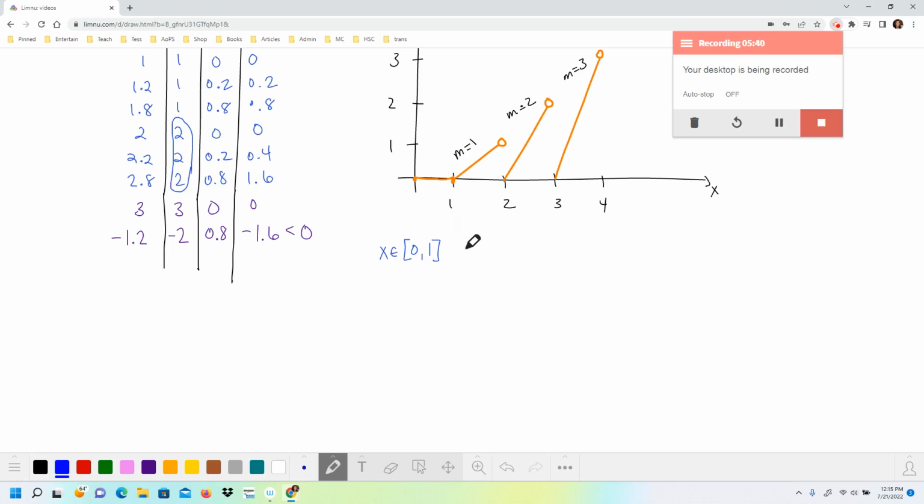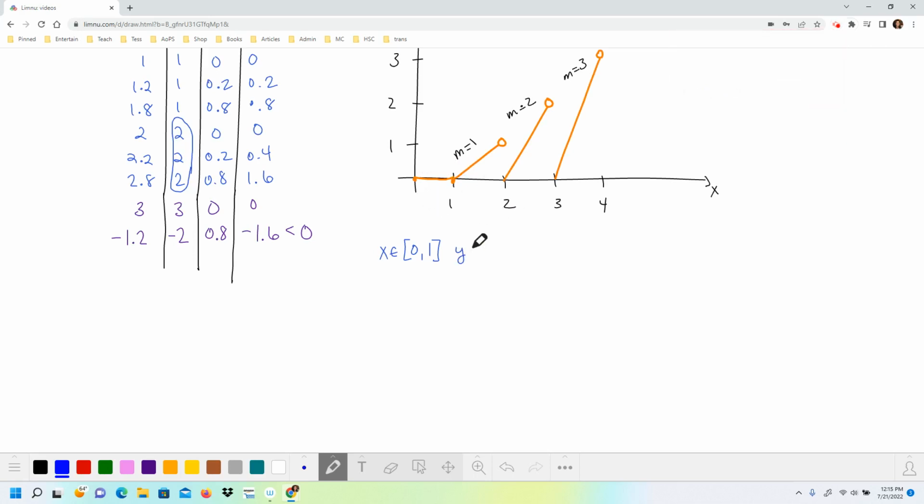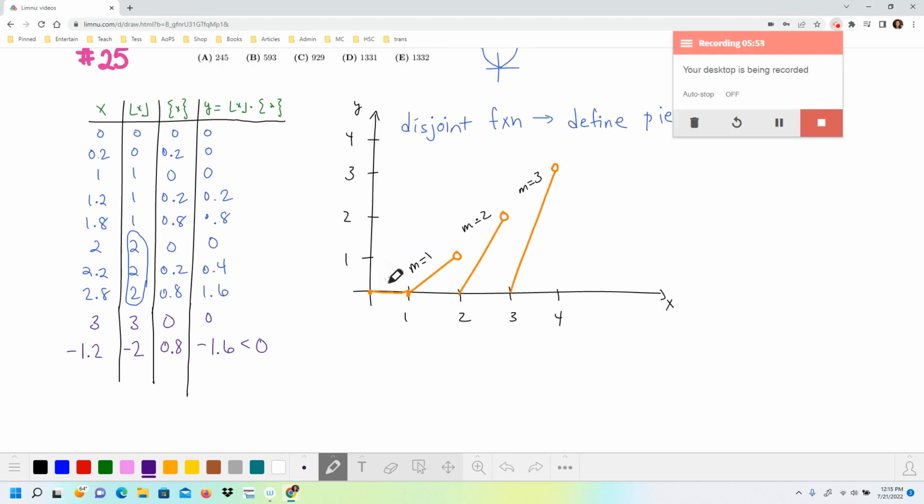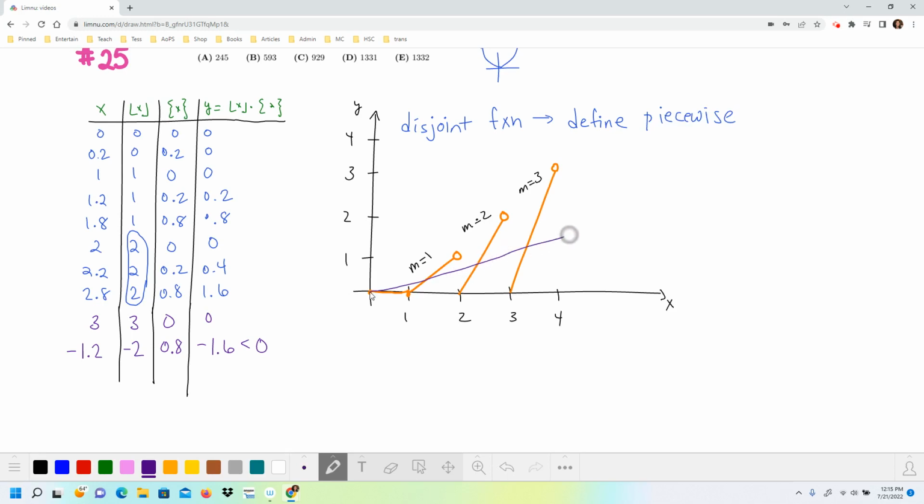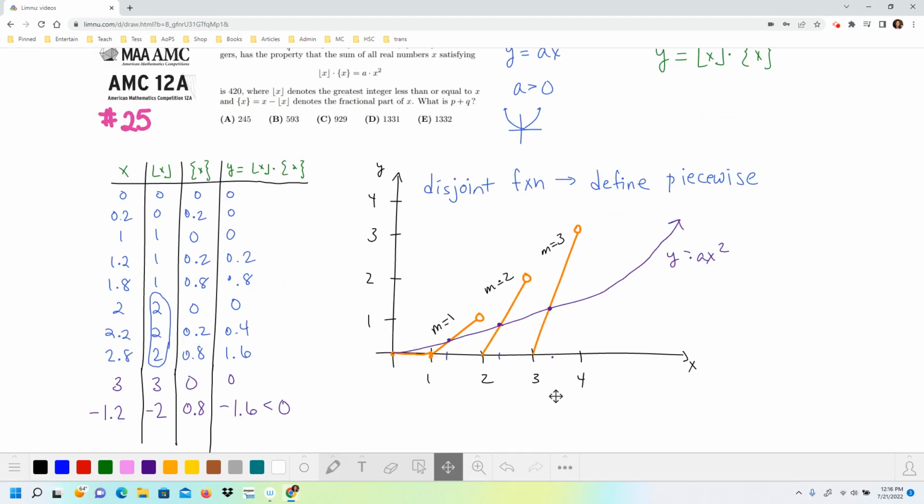On the interval between 0 and 1, the equation for this segment is y equals 0. We can imagine our parabola with a vertex at the origin going off in this direction. And these points of intersection are going to be the points that satisfy our equation. And we're looking to sum the x-coordinates of all these solutions. And we want that sum to be equal to 420.